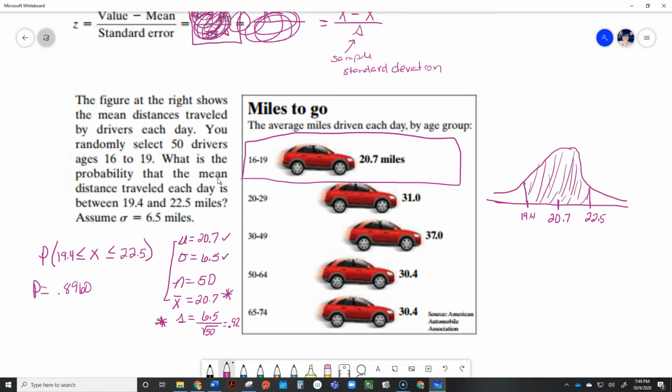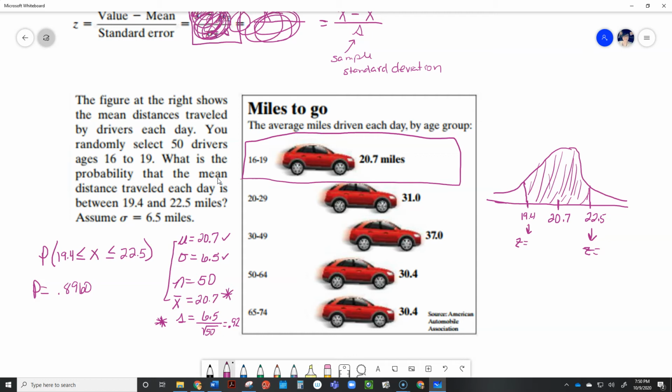Okay, so if I'm going to do it by hand, then what I'm going to have to do is take these X values and find these Z values. I'm going to have to find a Z value for this one, and I'm going to have to find a Z value for this one so that I can look the Z scores up on the table. I actually have to look them both up. I'll have to look this one up and then look this one up and then subtract the differences to get the area in the middle.